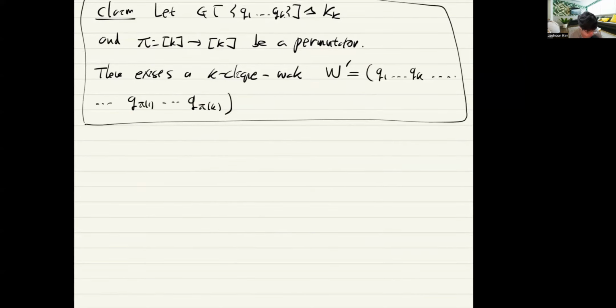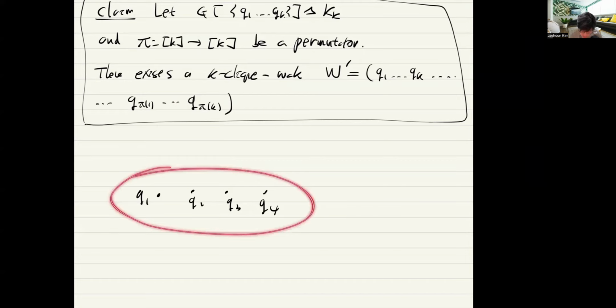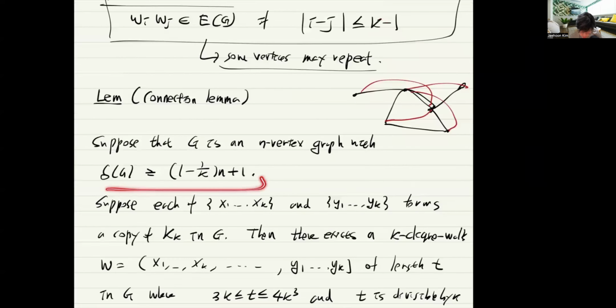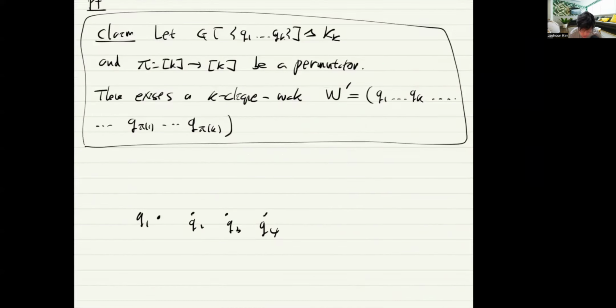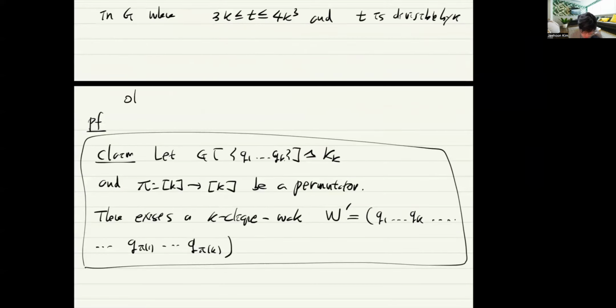And this claim is not so difficult. How do you do it? So you have, say, Q1, Q2, Q3, Q4. This is K of them. Then due to your minimum degree condition, what you know is that any K vertices have a common neighbor. So you know the observation: any K vertices have a common neighbor.